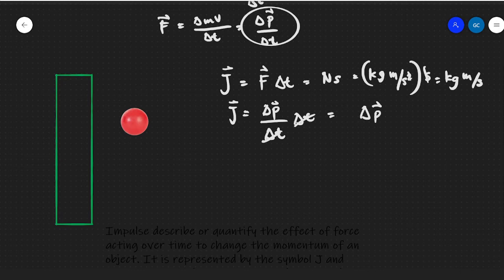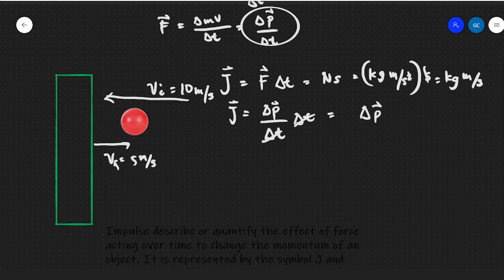So, paano ba natin yon i-represent dito sa example nating bola? So, for example, you have an initial velocity for the ball, which is actually equal to 10 meters per second. And nung mag-bounce off siya, nangalhati yung velocity niya. So, you have a final velocity which is equal to, say, 5 meters per second. Okay?